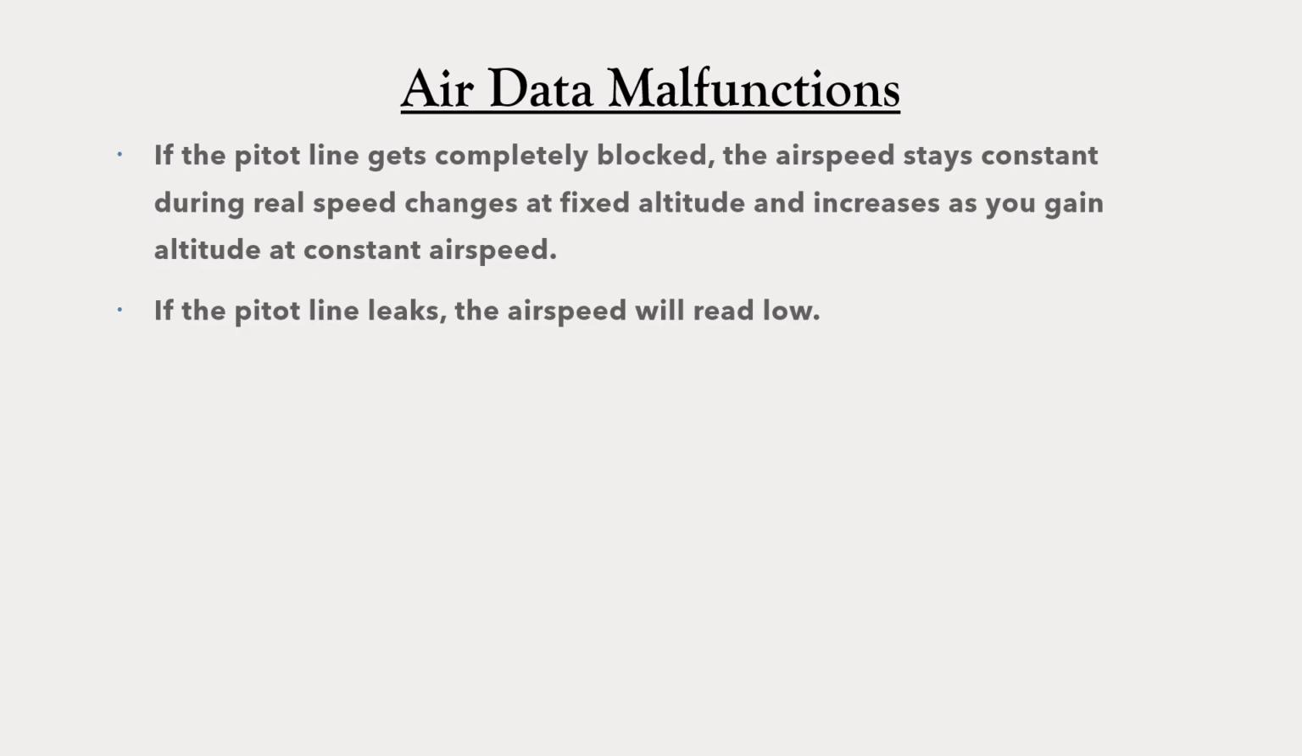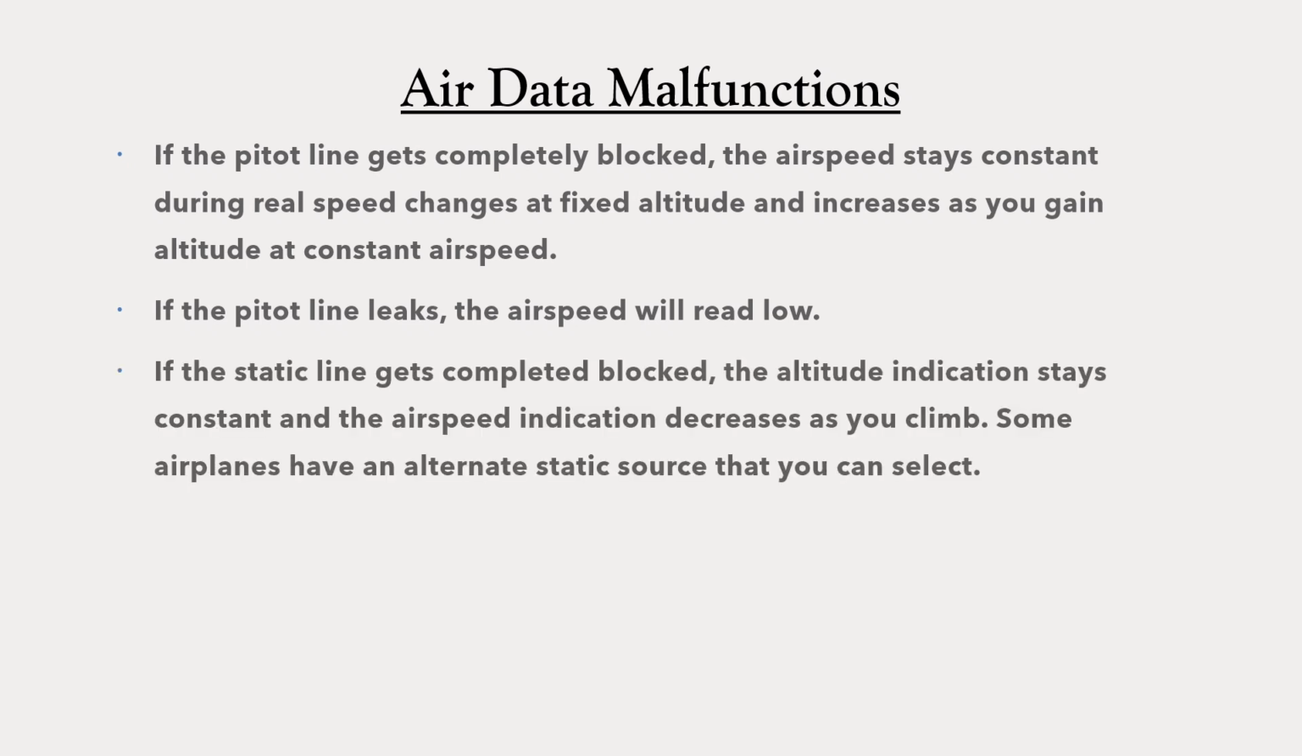If the line connecting the pitot tube to the instrument has a leak in it, then the airspeed will indicate lower than your actual airspeed. If the line from the static port to the instruments gets completely blocked, then the altitude indication will stay constant. The airspeed indication will decrease as you climb to a higher altitude. Some airplanes have an alternate static source that you can select if you notice that happening.